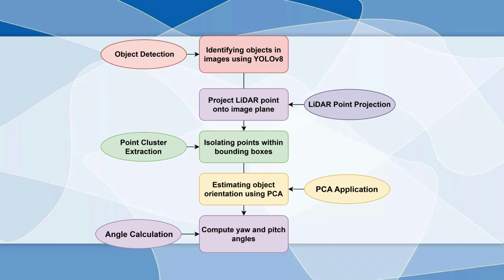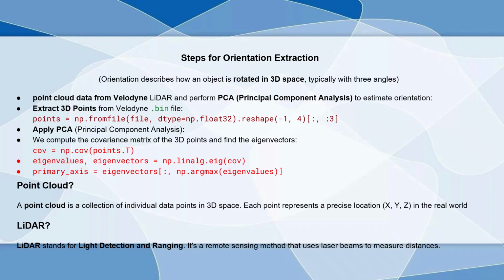This is the architecture of how I generated labels for orientation estimation. First, identify objects in images using YOLOv8, and project LiDAR points onto the image plane. Then isolate points within bounding boxes and estimate object orientation using PCA, and at last compute the yaw and pitch angles. These are the steps that I have explained so far.